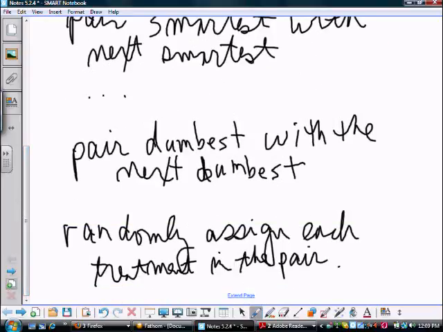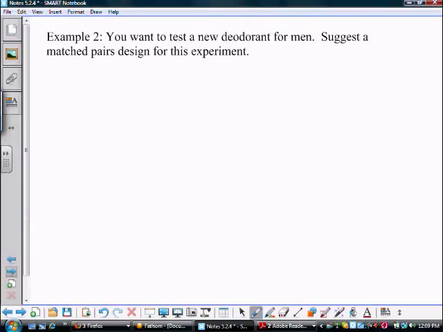And we'll talk about how you analyze these matched pairs a little bit differently than if you do blocks instead. But there's another kind of tricky pairing that we want to do. And this is also called matched pairs. And we're going to test a deodorant. Okay, we got a new deodorant for men. So it's really strong. And it's not for boys, it's for men. That's what they always advertise, isn't it? So matched pairs designed for this experiment might be a little bit different.